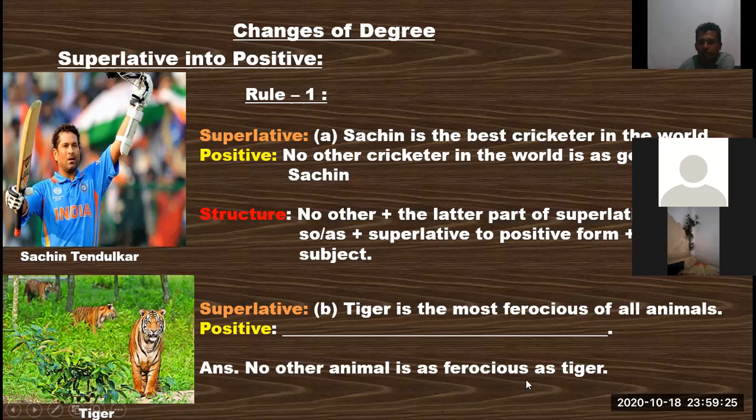No other animal is as ferocious as tiger. Here, animal is a noun, then the verb is, and the positive degree of adjective is, we know, ferocious. The comparative degree of ferocious is more ferocious, and the superlative of ferocious is most ferocious. Ferocious, more ferocious, most ferocious. And the subject here, tiger, is the subject, but we put it at the end of the sentence.